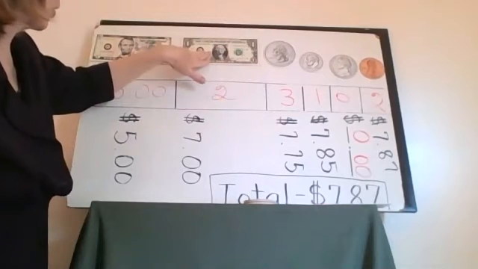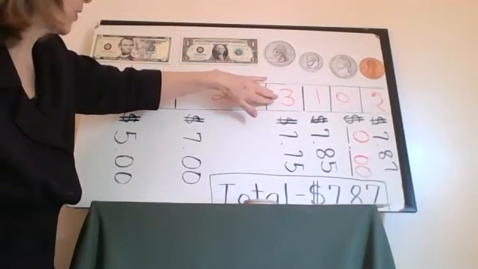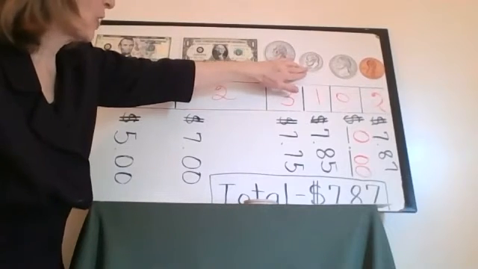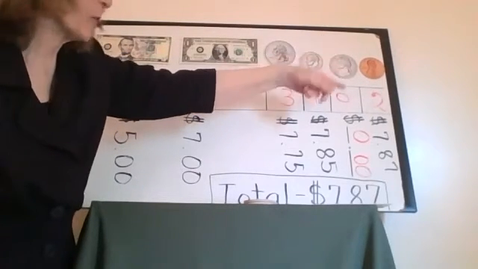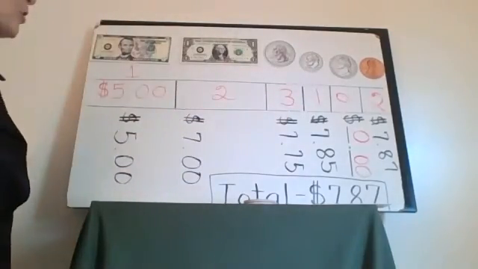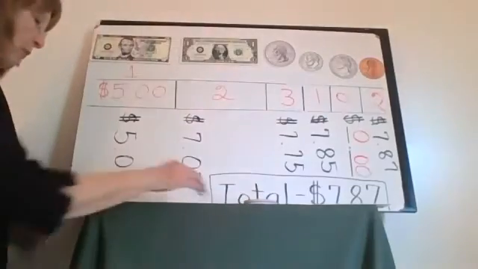You need $2. You need 3 25-cents or quarters. You need 1 dime. You don't need any nickels in this one. And you need only 2 pennies to finish getting the total amount that we need.